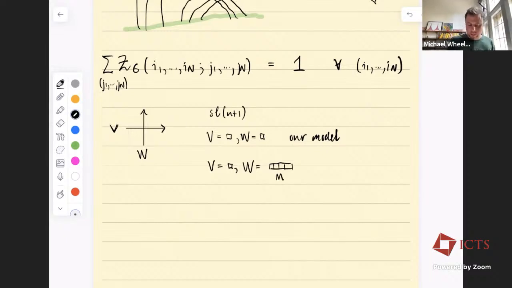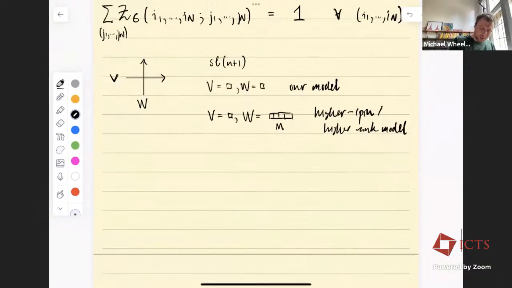I have a row of boxes now of size M. And this is usually what's called the higher spin, higher rank vertex model that we also considered in that paper with Alexei Borodin from 2018. And then there's an even more general case where you can take these to be symmetric tensor representations of different weights. So this one of weight L and the other one of weight M.